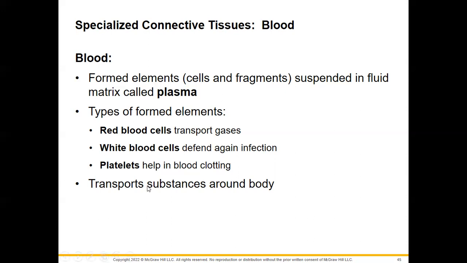Blood's job is to transport substances around the body. So just like your red blood cells transport gases, the blood itself will transport things like nutrients. It'll transport wastes to your organs of elimination. It'll transfer things like minerals, vitamins, macronutrients, etc. Blood is a transporter.